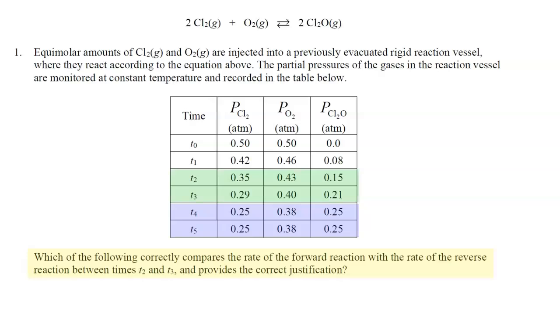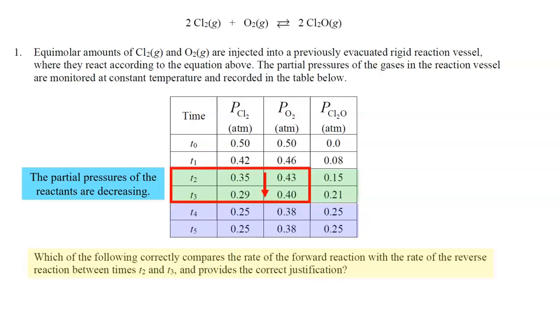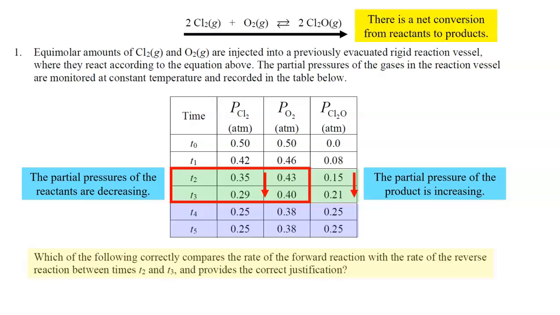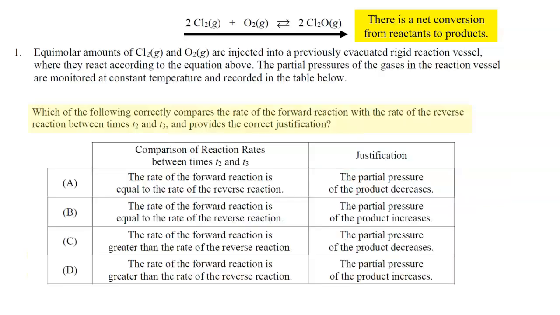So between times T2 and T3, we can see that the partial pressures of the reactants, chlorine and oxygen, are decreasing, and the partial pressure of the product, Cl2O, is increasing. So therefore, there is a net conversion from reactants to products between times T2 and T3. So the rate of the forward reaction is greater than the rate of the reverse reaction. That means we can eliminate choices A and B because they say that the rate of the forward reaction is equal to the rate of the reverse reaction.